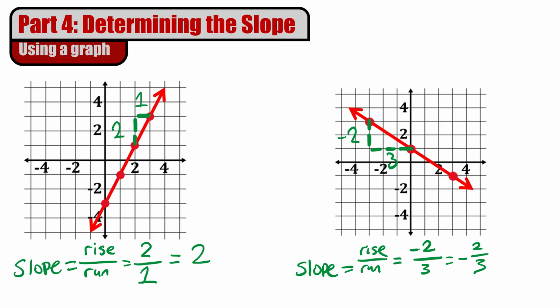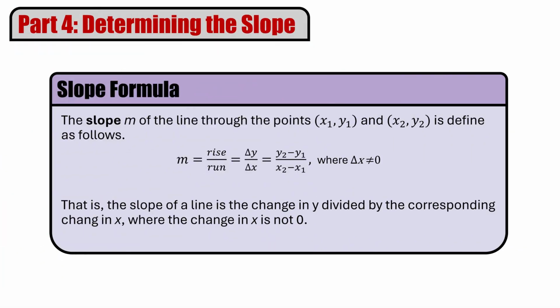Now that we found slope by looking at a graph, let's look at the formula we use when we're given 2 points instead. The slope of a line is always the change in y divided by the change in x. This matches what we've been counting on the graph, rise over run. Here is the slope formula. m equals rise over run, which equals delta y over delta x, which equals (y2 minus y1) over (x2 minus x1). This means we subtract the y values, and subtract the x values, and then divide.